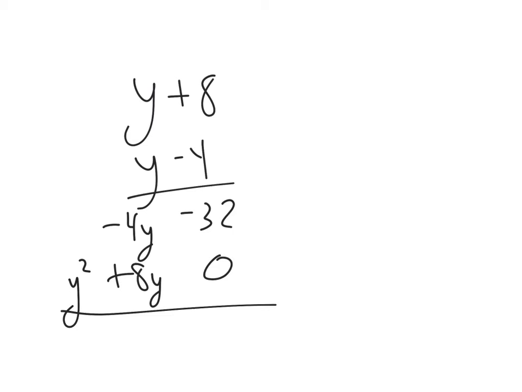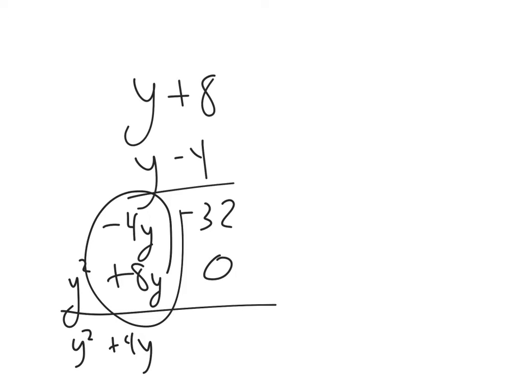So now I collect my like terms, which is what we did Monday and Tuesday. We were collecting like terms. So these two are like terms, aren't they? So I got y squared plus 4y, because 8 minus 4 is 4. And then I got my minus 32. And there's my quadratic expression.